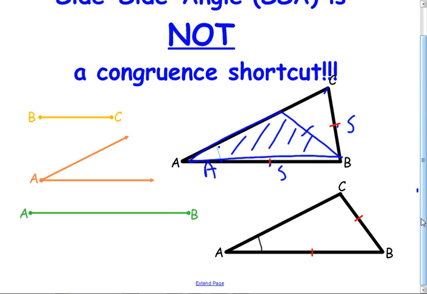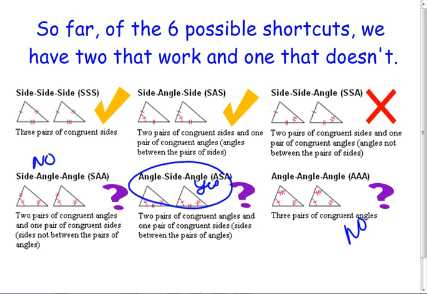So side, side, angle does not work. And if you can remember it spells a bad word, that'll help you remember it. Yeah. So if you bisect 2 congruent triangles, they should be the same. Yep, they should. As long as you bisect in the same place on both of them.